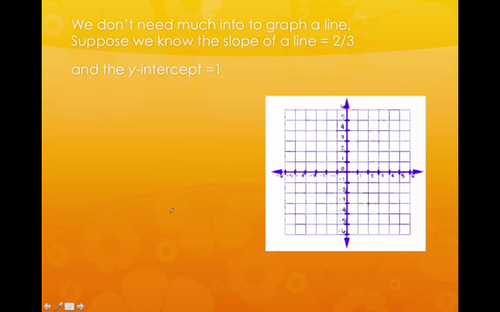Well, I know that my y-intercept is at 1, so that means my y-intercept along the y-axis is right there at 1, and I know that I have a slope of 2/3. Well, my slope of 2/3 means I have a rise of 2 for a run of 3. So I can go up 2 and over 3, and magically, if I could draw a straight line, I have the line that represents my function.